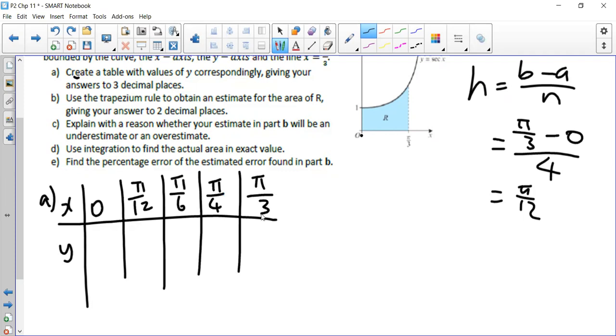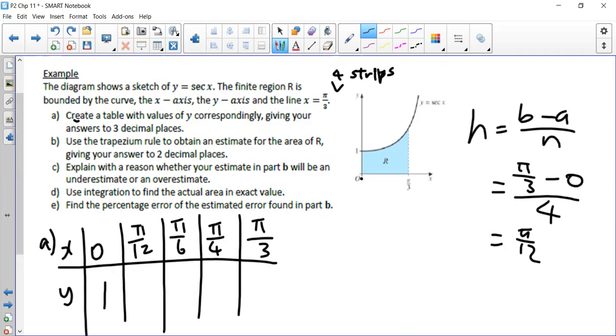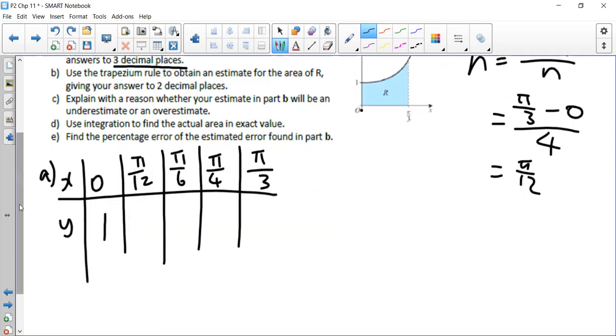So when x is 0, y is 1. Now you have to be very, very specific. Follow the question. They want 3 decimal places. Do not write more, do not write less. Okay, so 1.035, 1.155, okay, 1.414, and then make sure you're rounding as well as you go. So 2, right? And that's it. That's the table. Part B.